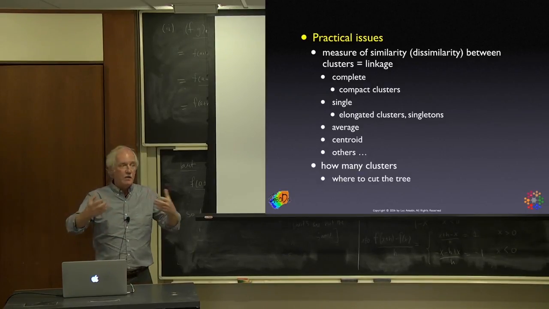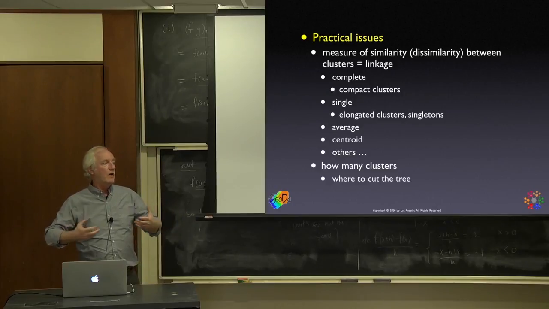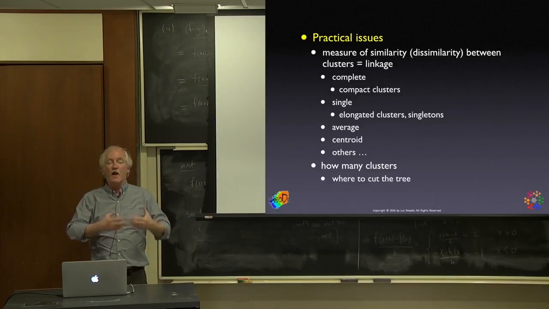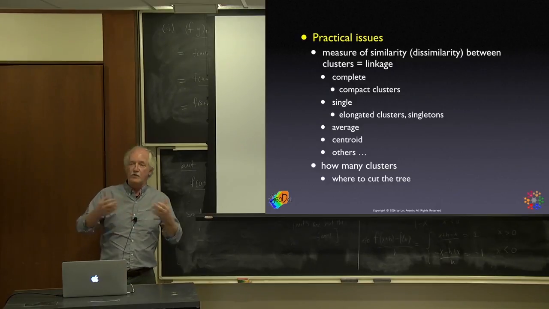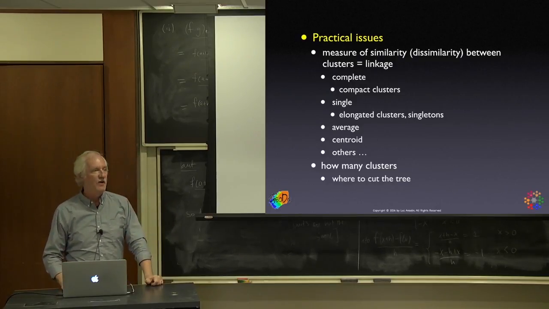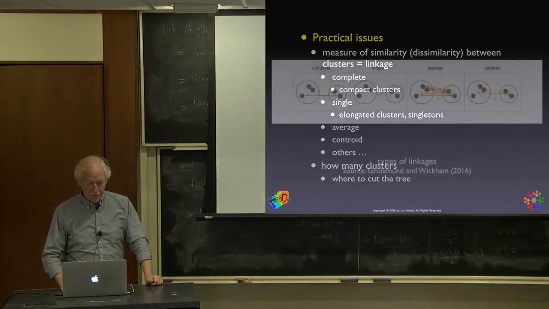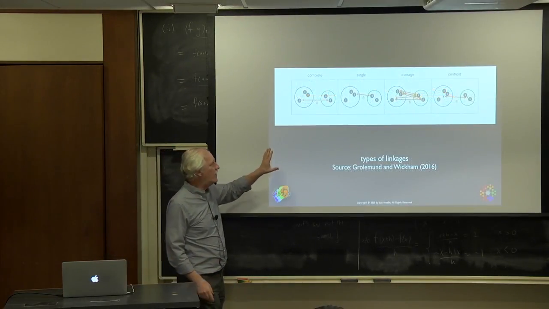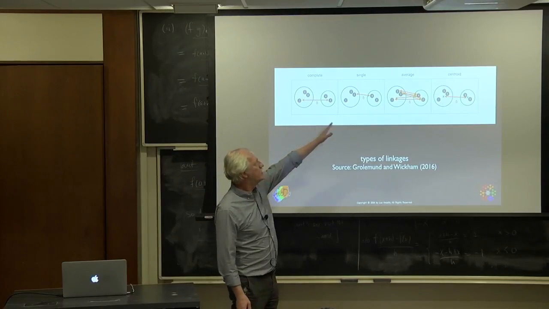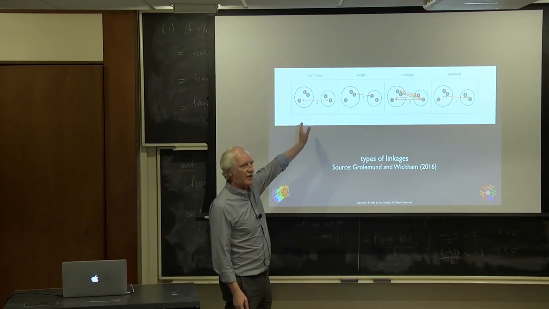Are you putting observations, in a marketing sense, clients together that actually belong together, or are you putting things together that don't really fit that well together? So again, from the same book, a really cool illustration of these four possible linkage methods.